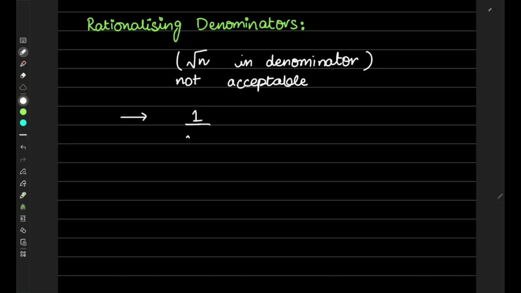You have 1 over the square root of any number n. If you just have one simple square root like this, then what you can do is multiply and divide it with the same square root. This multiplying and dividing is called rationalizing.